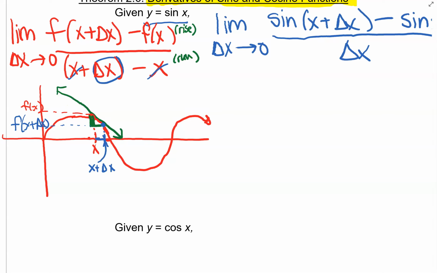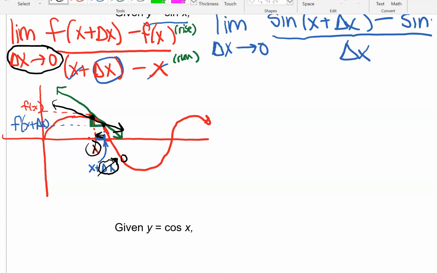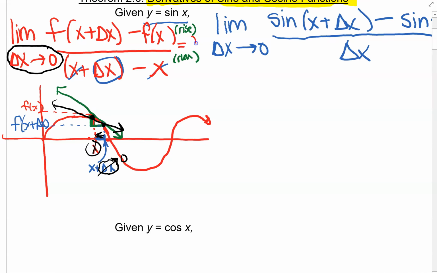But then as we let delta x approach 0, which is what this is doing, then this delta x, this change between x and x plus delta x, is going to 0. So this point is actually getting closer to x, and then this point on the graph is getting closer to this one, and then eventually we get the slope of the line just at that one point. We get f prime of x, the instantaneous rate of change of the function at the original x in question.